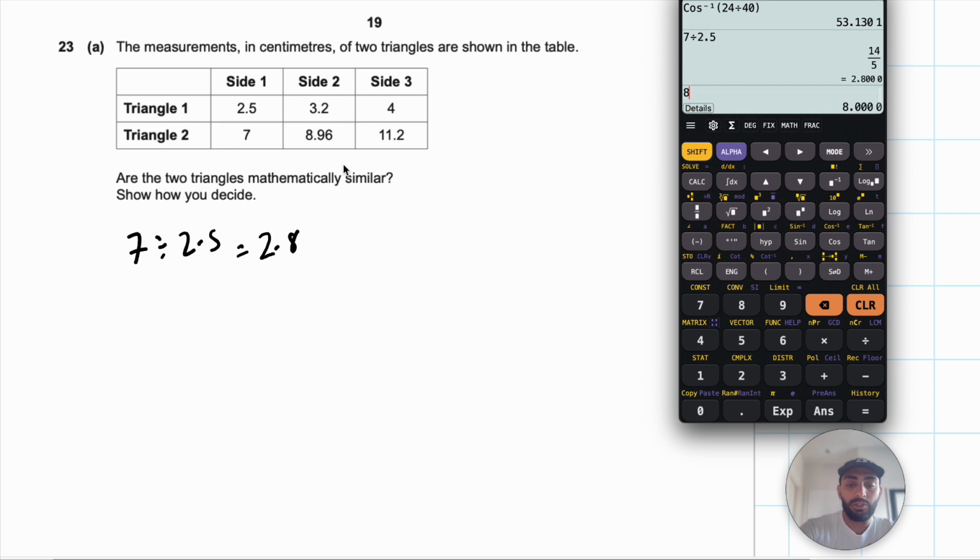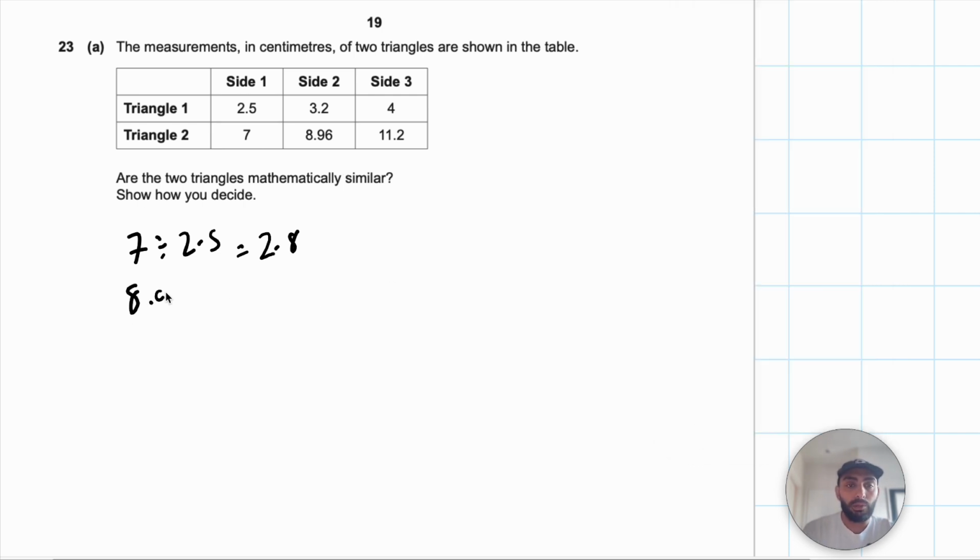Let's do the same thing for the other one. So 8.96 divided by 3.2 and 11.2 divided by 4. And you can see it's always giving us 2.8. So let's write 8.96 divided by 3.2 is 2.8, and 11.2 divided by 4 is also 2.8. So we can say, yes, they are mathematically similar. They all have the same ratio or the same scale factor.